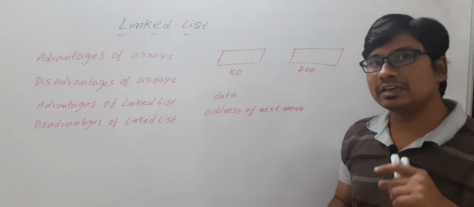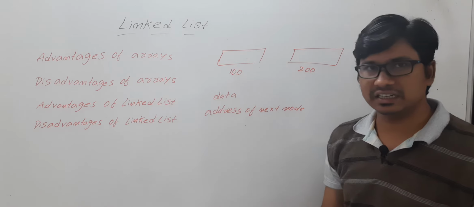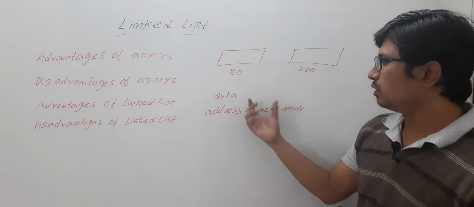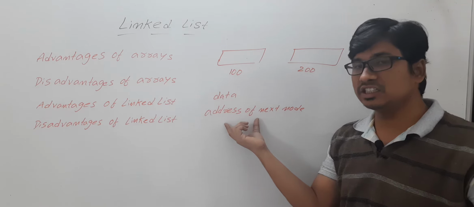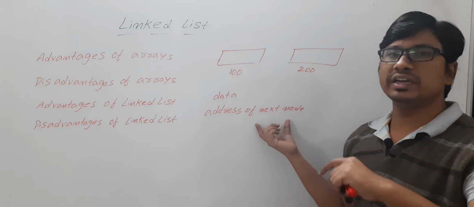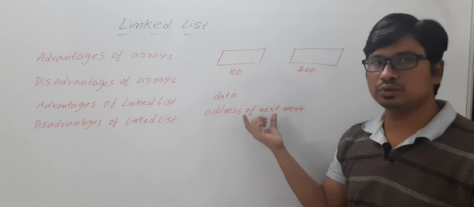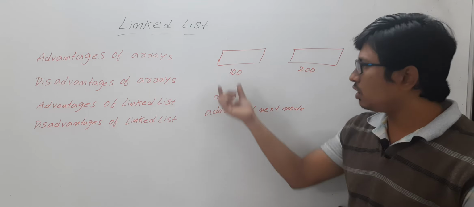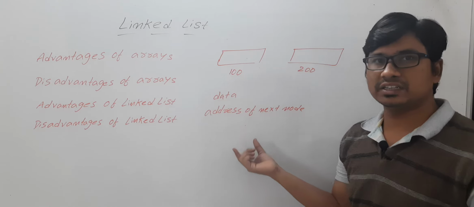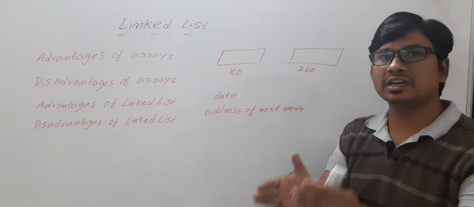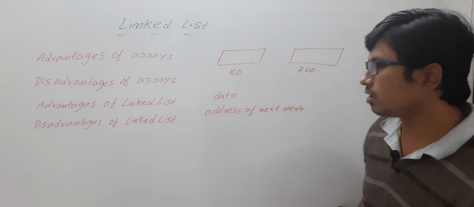Now you can tell me the drawbacks of the linked list. What is the drawback? You want to store the data only, but however you are additionally storing the address of the next node, which is nothing but a pointer. So you want to store the data, but you are storing the address of the next node too, which means you are allocating the memory for the pointer also.